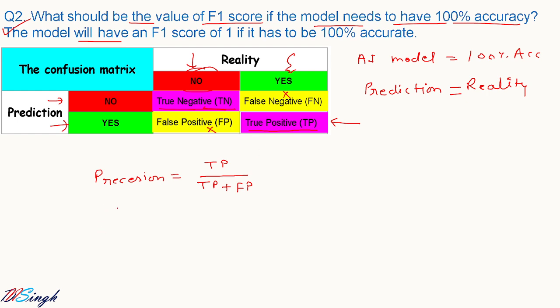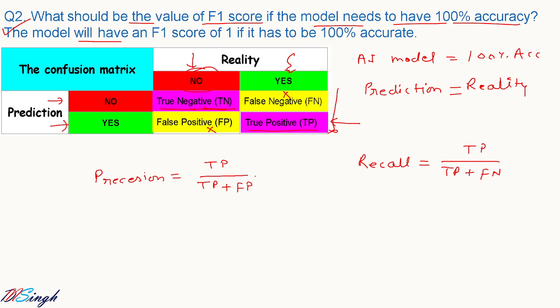And what is the formula for recall? For the formula of recall, we know the column which comes in the denominator is the last column. So this is the column that is going to come in the denominator. So I will write the denominator first. What I have here is TP plus FN. And the numerator will always be TP.